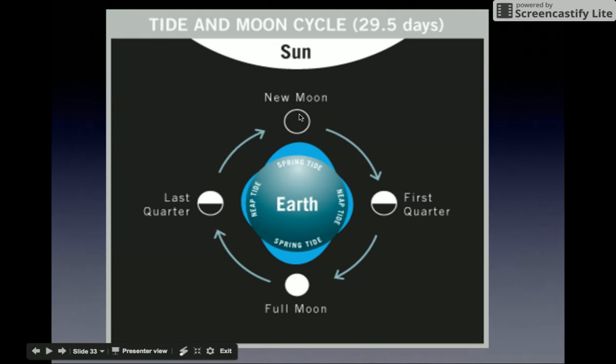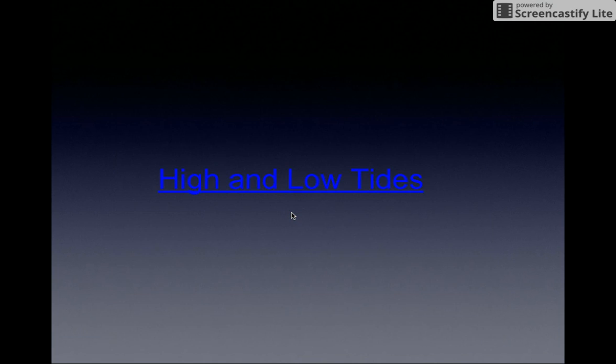Okay, if the moon and the sun are in the same direction, we call it a spring tide, which is the highest tide of them all. If it's just the moon pulling on the water on Earth, then it's a neap tide, N-E-A-P, neap tide. So there's different tides. The spring tide is a lot stronger and the water rises a lot more than on the neap tide.